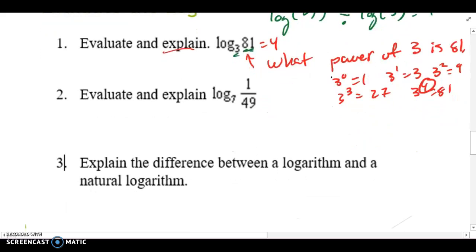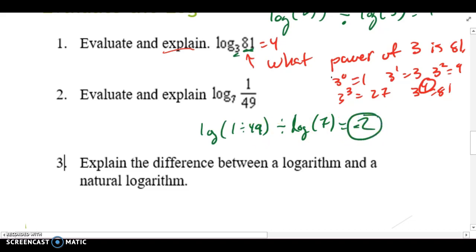Number 7 is the same darn thing here, so I get out my green. It's going to be log of 1 divided by 49, divided by the log of 7. And how many 7s make 49? It's 2, but it's negative because it's a fraction. And then you could go through your powers as well to show that one as well.